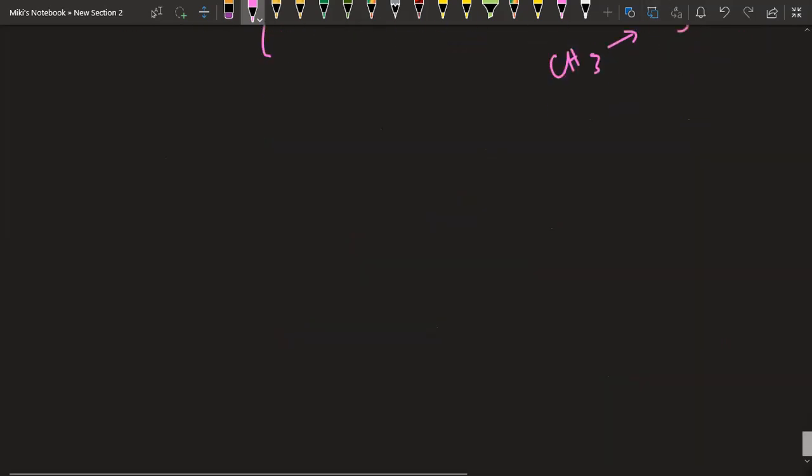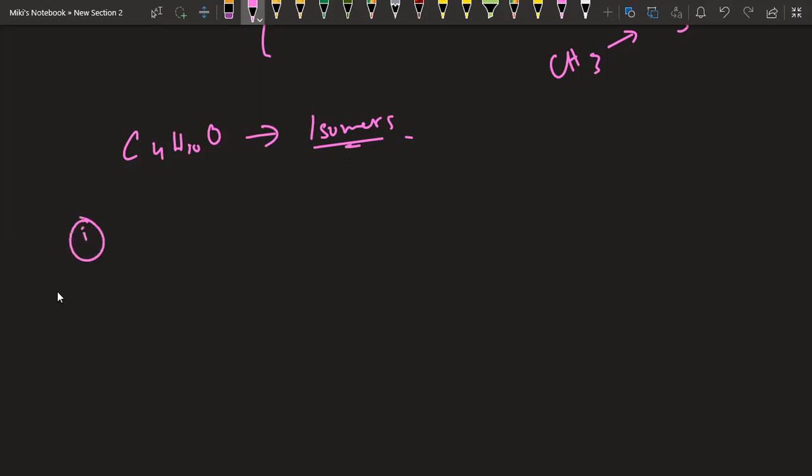Now, moving to the last example of today, we have C4H10O. We have to draw the isomers simply. So what could the isomers be? Let's see. I would urge you to pause the video here and write the isomers by yourself. If you weren't able to, then let's solve together.